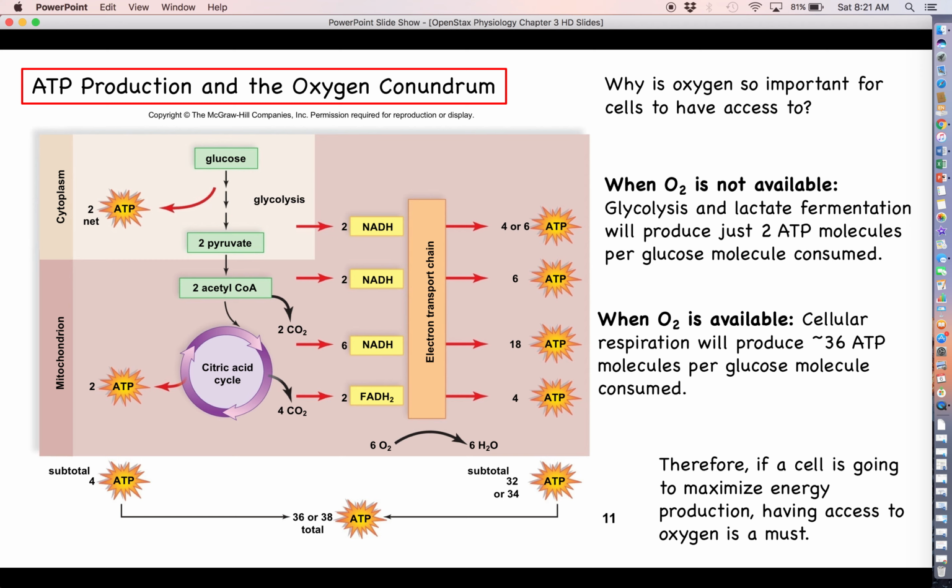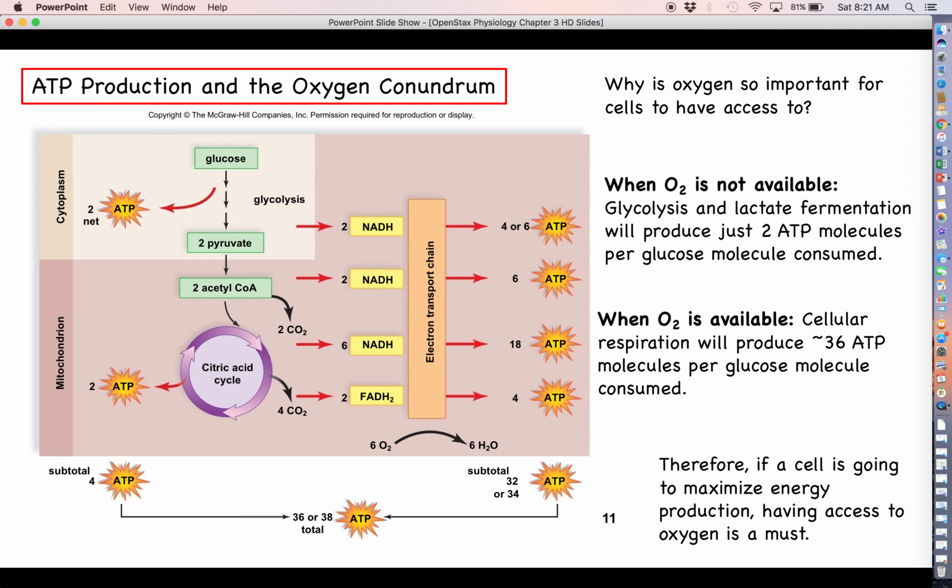So, two different processes can happen depending on whether oxygen is available. Why is it so important that we have oxygen? It all has to do with how much ATP we are capable of producing. When oxygen is not available, glycolysis and lactic acid fermentation are only capable of producing 2 ATP molecules per glucose molecule consumed. That may not seem like that big of a problem until you see what we do during cellular respiration.